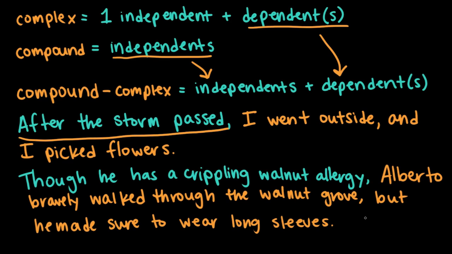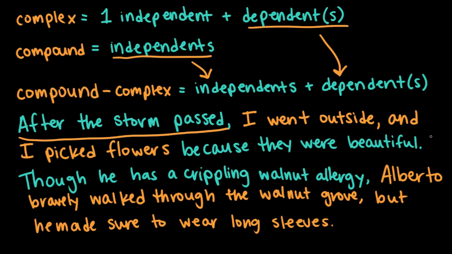But Rosie, these are both the minimum number. These sentences both have the minimum number of each independent and dependent clauses. So can we see something maybe that has more clauses? Yeah, sure. Well, let's take a look at this first sentence. I think we can add a dependent clause to that. Let's give it a try. After the storm passed, I went outside and I picked flowers because they were beautiful.